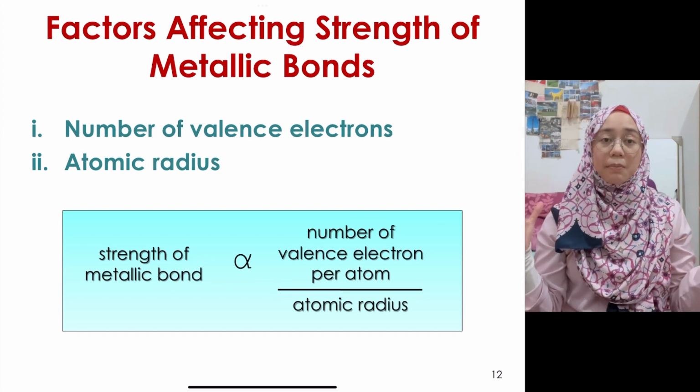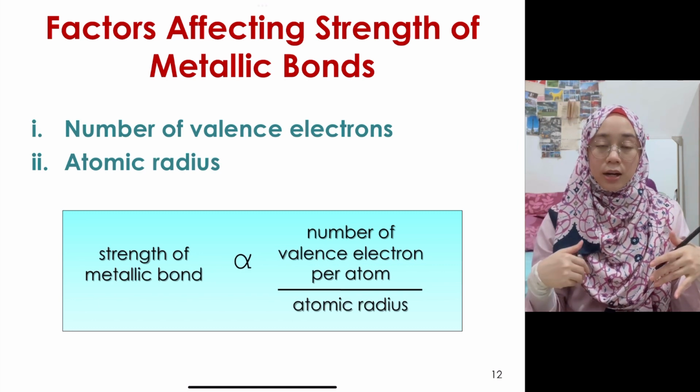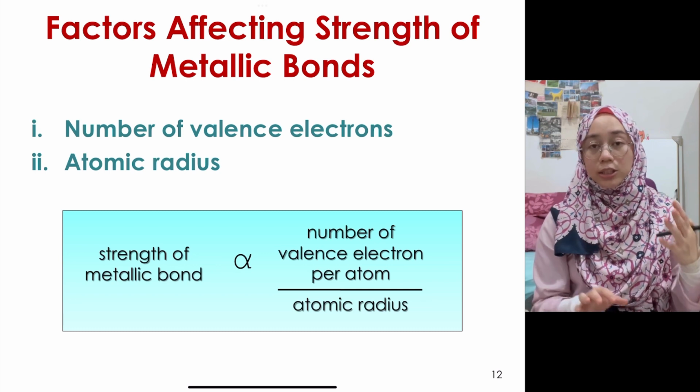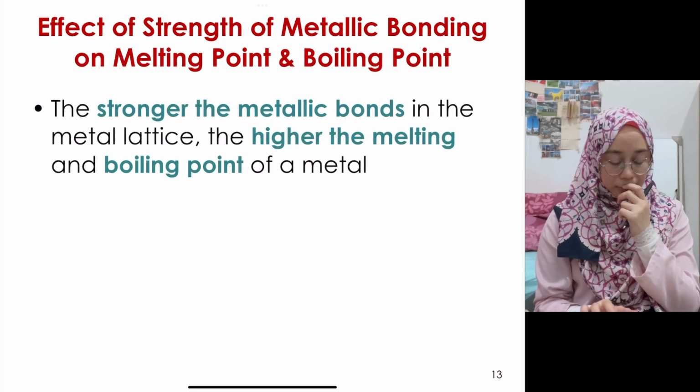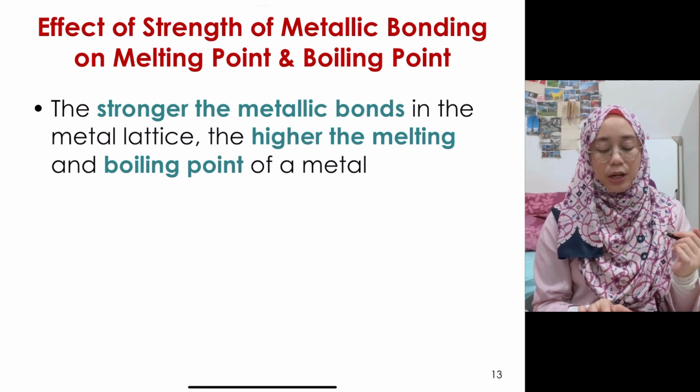Okay, but then it is inversely proportional to the atomic radius pula. Bermaksud lagi besar metal tersebut, okay, so lagi kuranglah the strength of the metallic bond then. Okay, so kita try tengok example. So the stronger the metallic bond in the metal lattice, the higher the melting and boiling point of a metal.